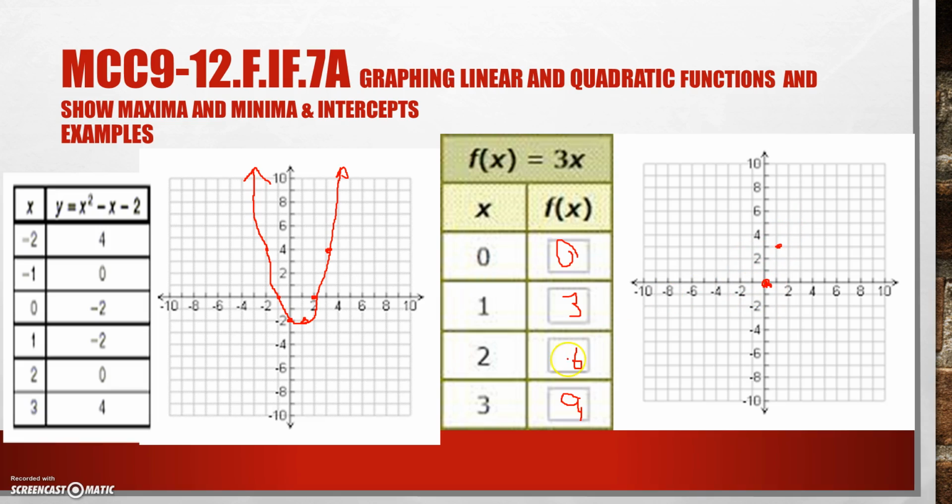Oh, and I forgot to mention, this is going to be a linear function because it does not have a square. 2, 6, and 3, 9. So let's graph that. Straight line. Excuse my drawing. And we have our y-intercept at 0, 0. This is a minimum, and this will be a maximum.